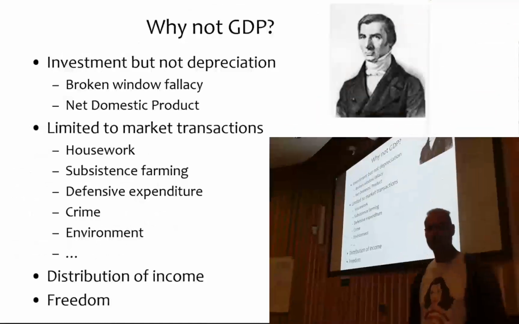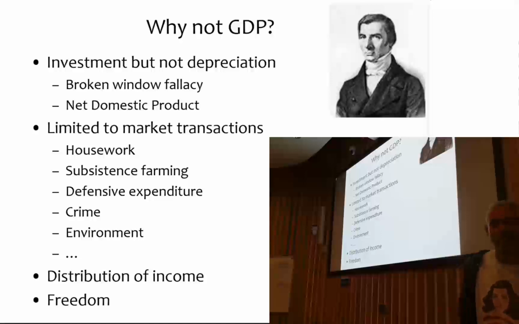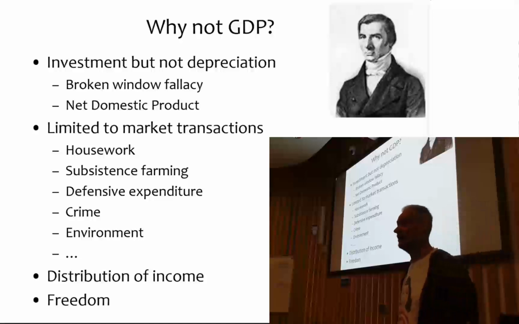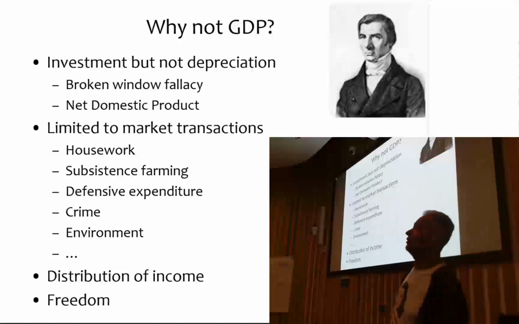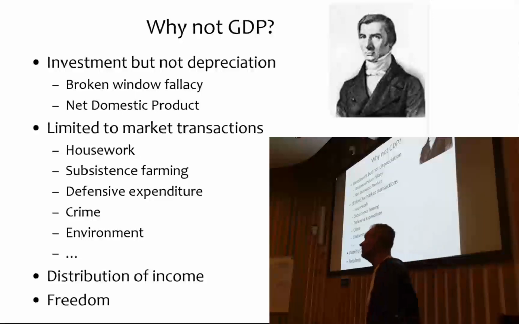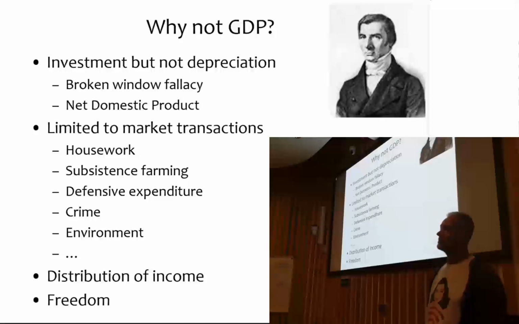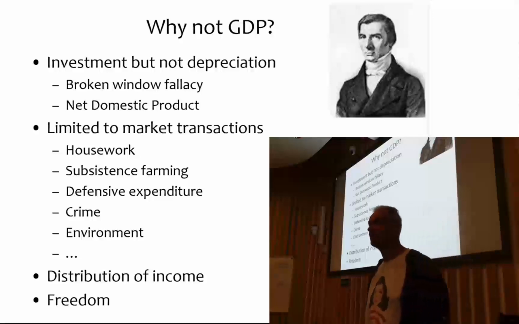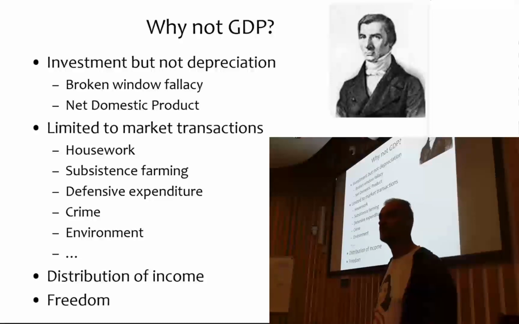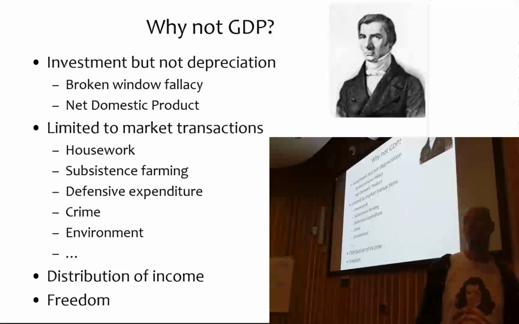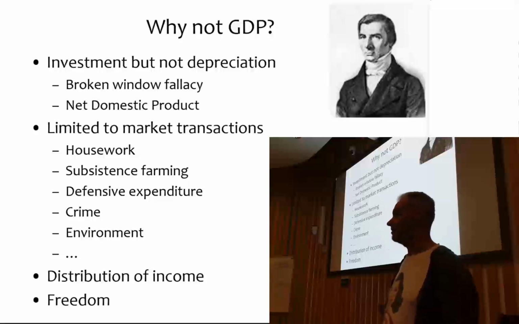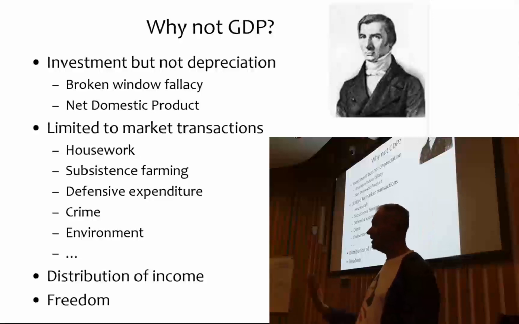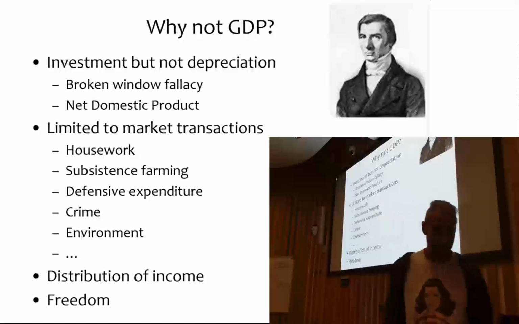So, why not use GDP? Well, the first objection to GDP is, of course, Bastiat's window. That is, if you break a window, that is not counted in GDP. But if you then fix the window, it is included in GDP because that is a market transaction. And really what we should be looking at is not gross domestic product, but net domestic product. Net domestic product subtracts the value of the broken window, right?